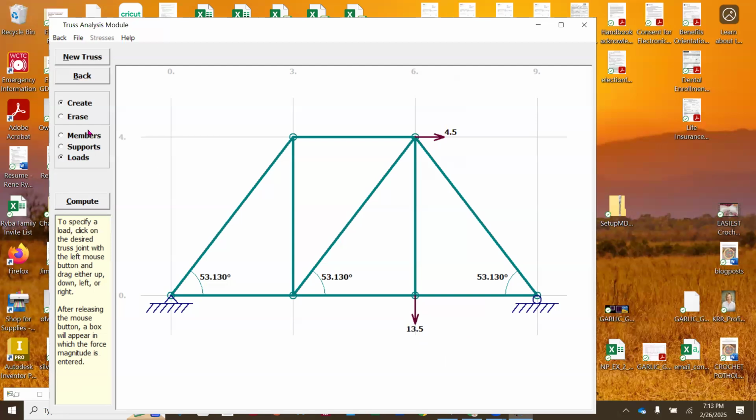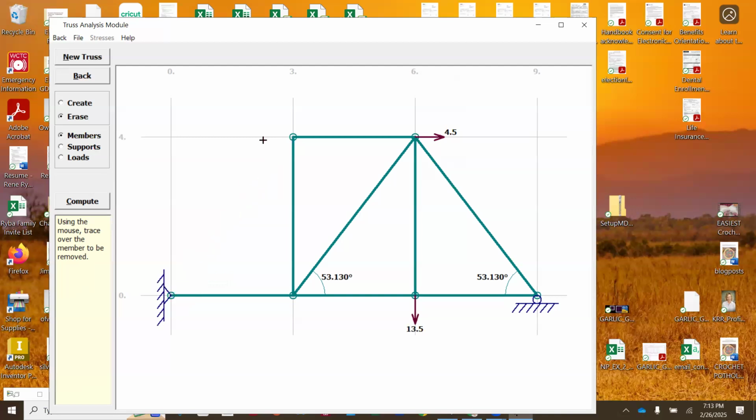The next thing that I want to show you is, let's say you put something in wrong and you want to erase it. What you're going to do is go to erase mode and pick what you want to erase. So if you want to get rid of a member, you click on the member, left click on it, and it gets rid of that member. Does that make sense? Okay.